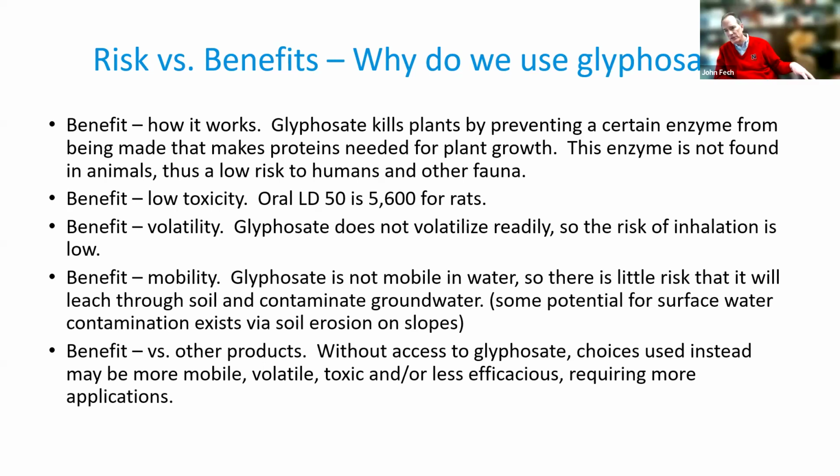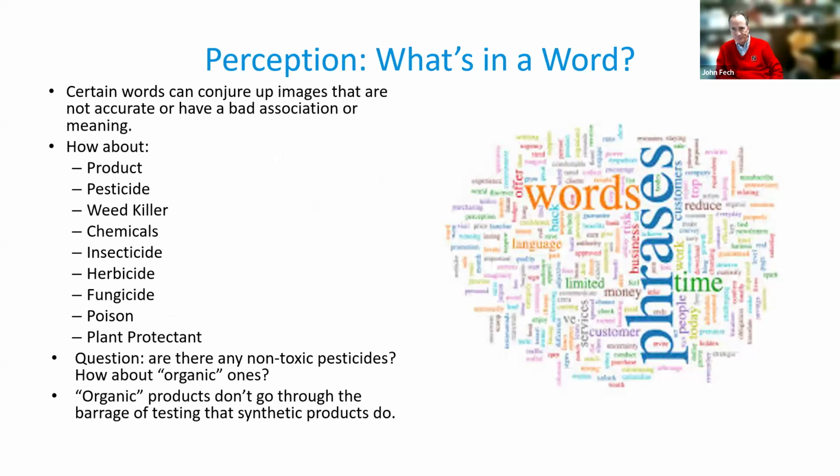And then the benefit versus other products. Without access to glyphosate, choices could be made to be more mobile, volatile, toxic, or less efficacious products, which would require more application. So for 5 reasons, we get a lot of benefit out of using glyphosate. So those are some of the pieces of information that are helpful in just knowing the background on this particular issue and other products in addition to glyphosate.